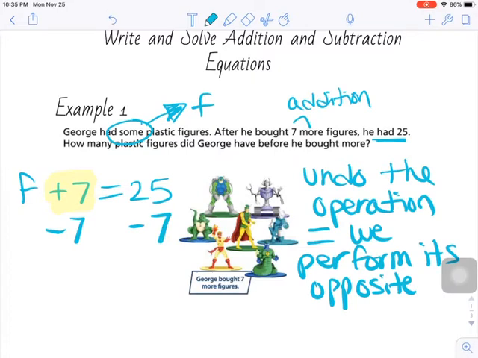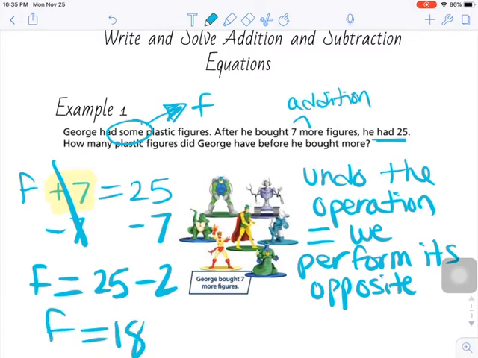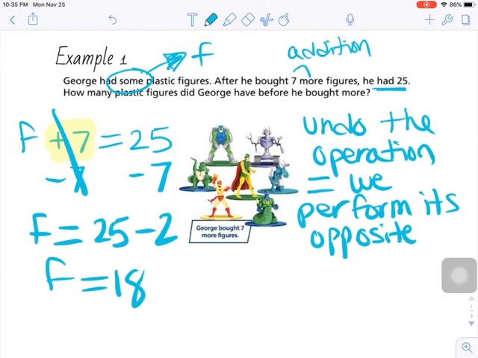If you do 7 minus 7, that equals 0, so this cancels out right here. I no longer have 7. All I have left is F. And now I have F equals 25 minus 7. So all we have to do to solve for F is 25 minus 7, which is 18. So before George bought that 7 more, he originally had 18 figurines.